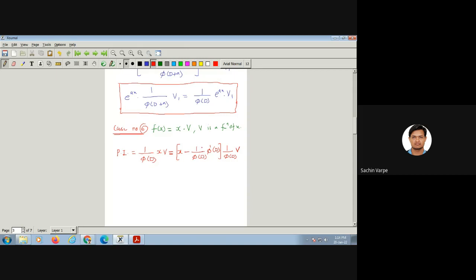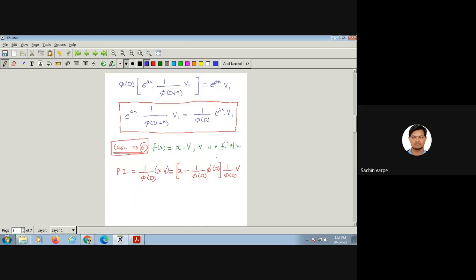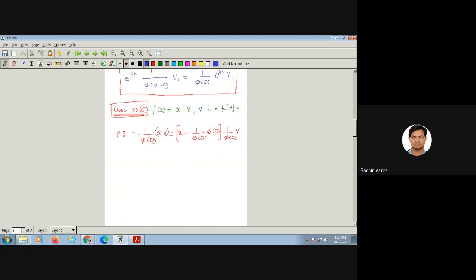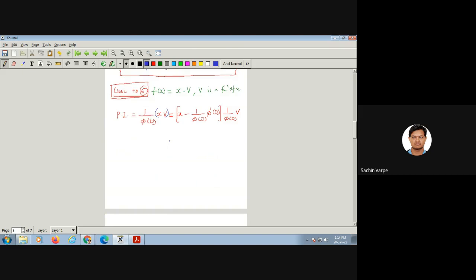This is the formula for case number 6, and the logic is the same, just like we have discussed in the previous case. What we do, we go on taking the derivatives of this x into v, isn't it? We will get the formula just like the previous case. So this is the formula for case number 6.